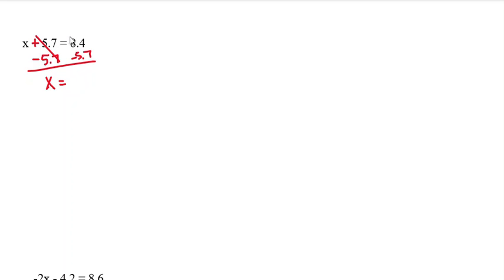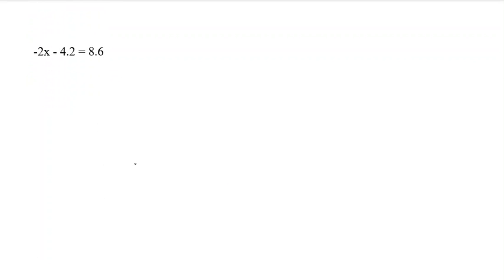8.4 minus 5.7. We have to borrow from the 8, make it a 7. To add a 10 to the 4 is 14. 14 minus 7 is 7. Bring down the decimal point. 7 minus 5 is 2. X equals 2.7. And I don't think this would have been any easier even if we'd used a calculator.